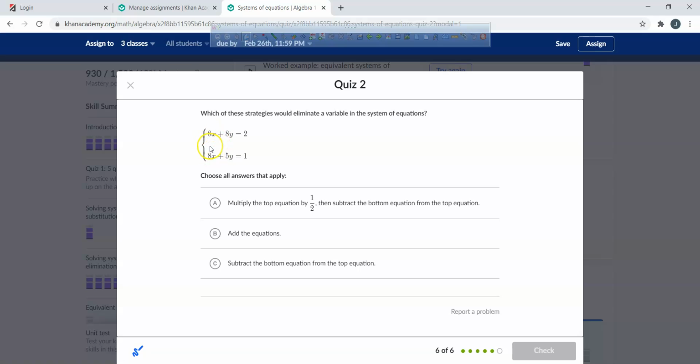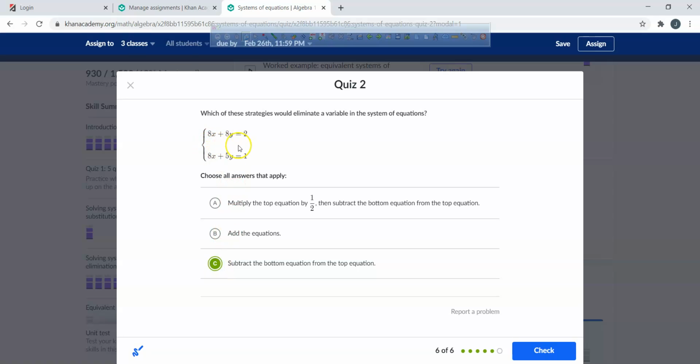So which of these strategies would eliminate a variable in the systems of equations? Well, if I just subtract them. Oh, yeah. Subtract the bottom equation from the top equation. I like it. If we add the equations together, is anything eliminating if you add them together? I don't see anything eliminated. Multiply the top equation by a half, and then subtract the bottom equation. No, I'm not seeing anything. That's a 4. That's 5 over 2. Nothing eliminates if I do that. So just subtract the bottom equation.